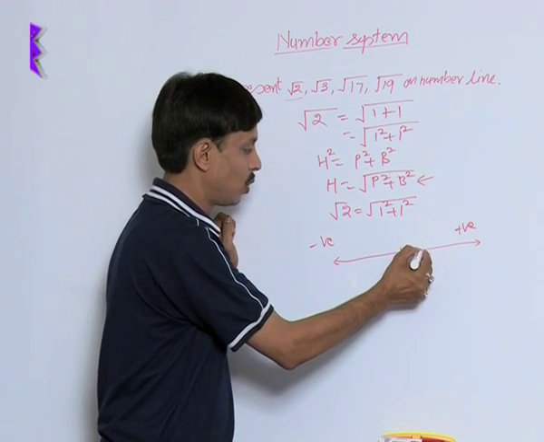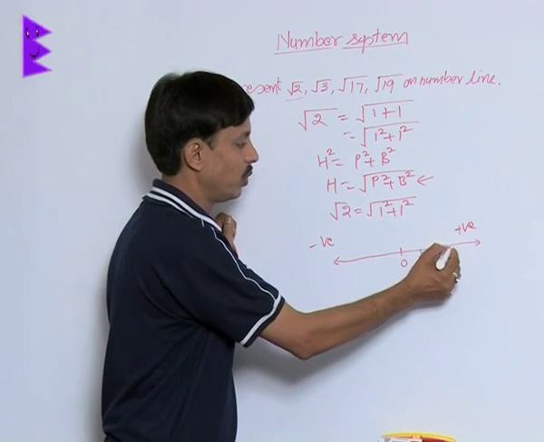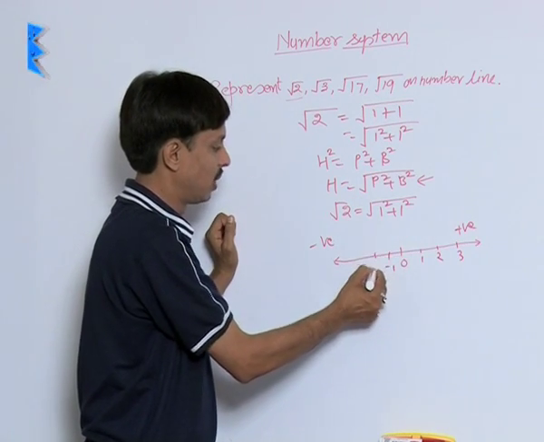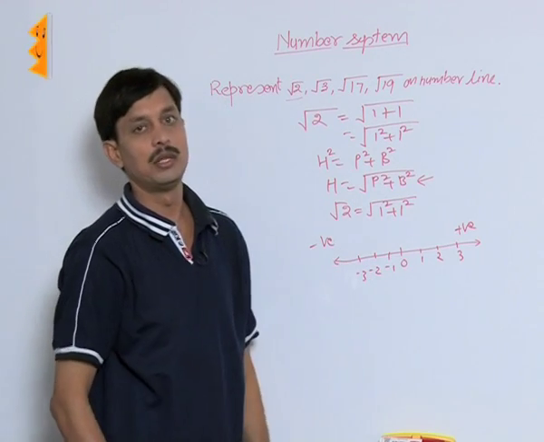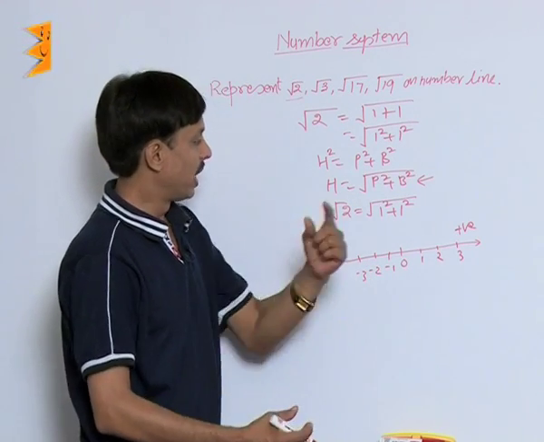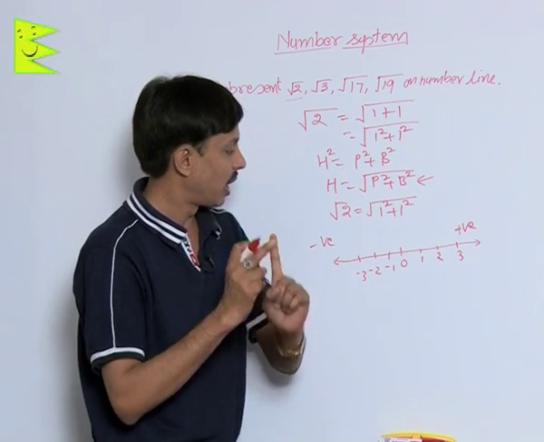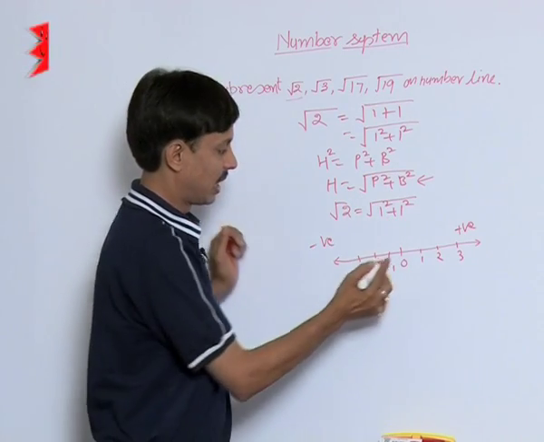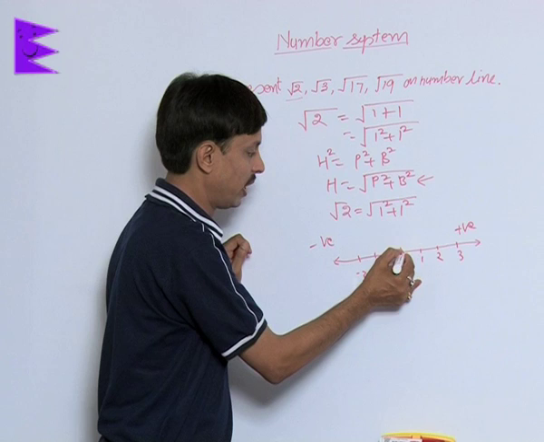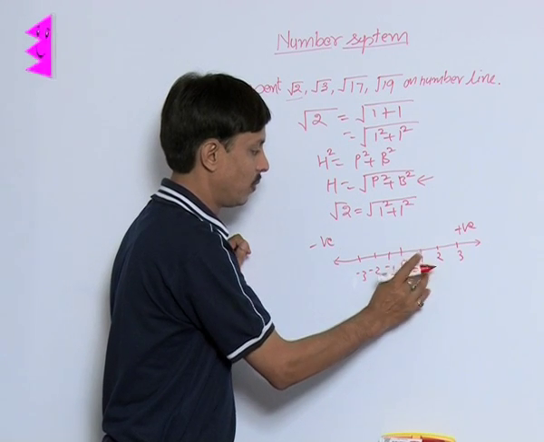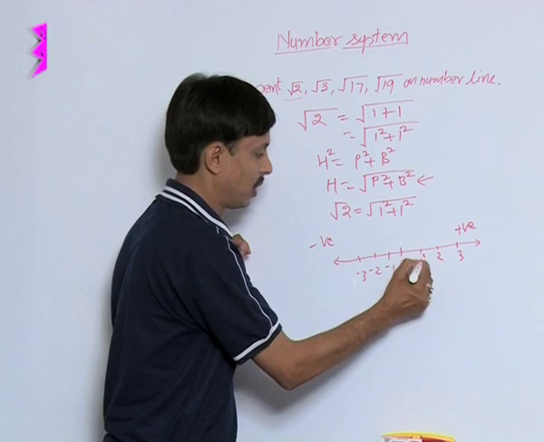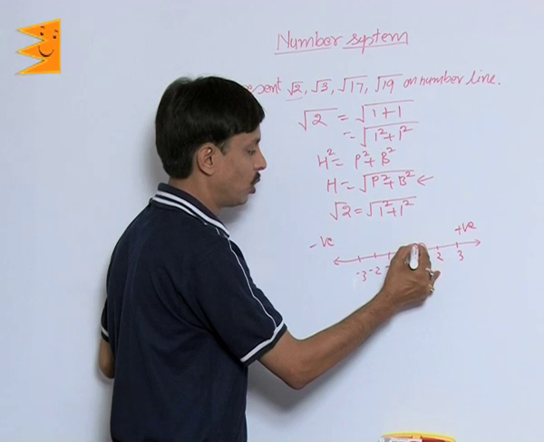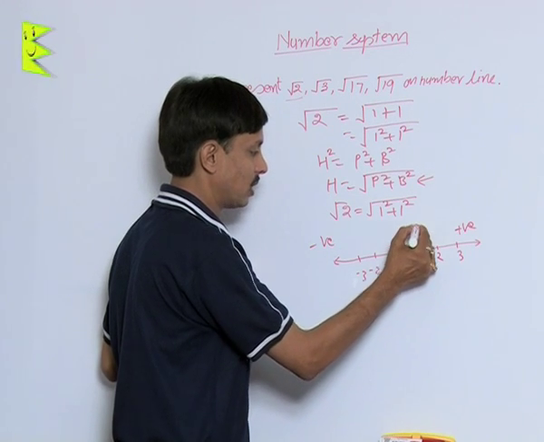Now suppose this is 1 unit, this is 2 units, this is 3 units, and so on. Similarly -1, -2 and -3. What I want is to draw a right angled triangle whose perpendicular and base both are 1. I have taken 0 here. This is 1 unit. Where 1 is written, I am taking this point as P. On this point P, I am going to draw a perpendicular like this.